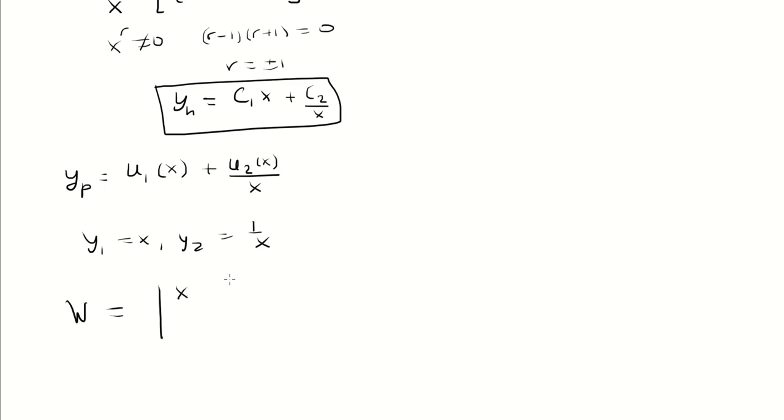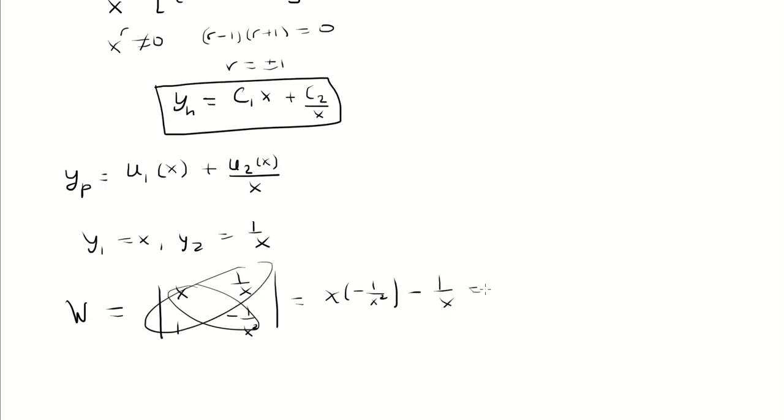So we have x, 1 over x. The derivative of x is 1. The derivative of 1 over x is negative 1 over x squared. Finding the determinant, we do x times negative 1 over x squared minus 1 times 1 over x. And that's going to give us negative 1 over x minus 1 over x, which is negative 2 over x.